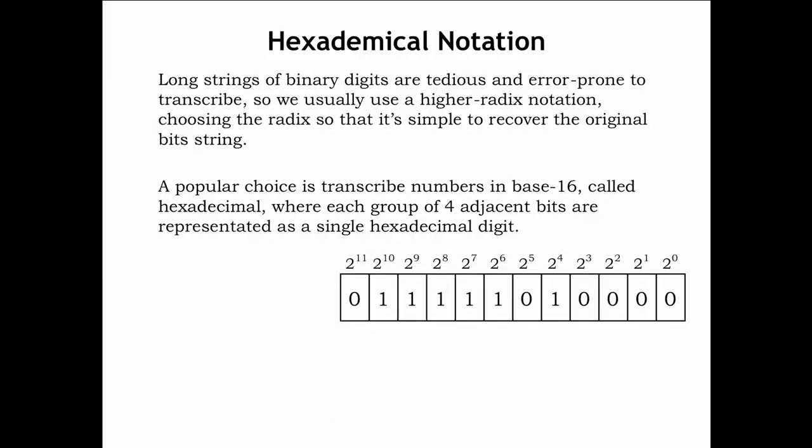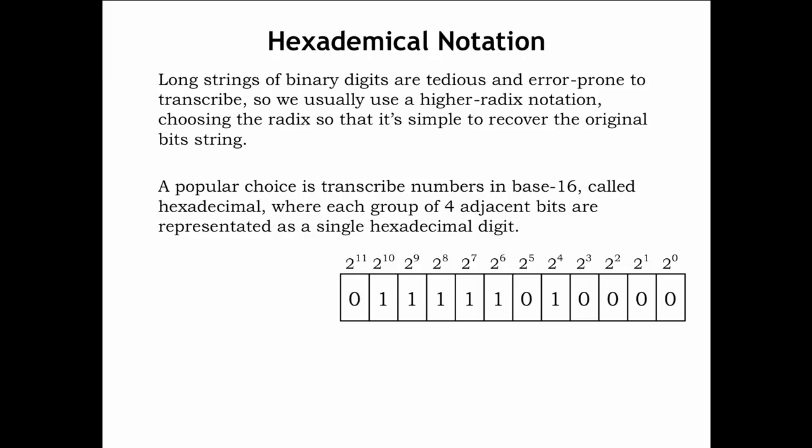Long strings of binary digits are tedious and error-prone to transcribe, so let's find a more convenient notation, ideally one where it will be easy to recover the original bit string without too many calculations. A good choice is to use a representation based on a radix that's some higher power of 2, so each digit in our representation corresponds to some short, contiguous string of binary bits.